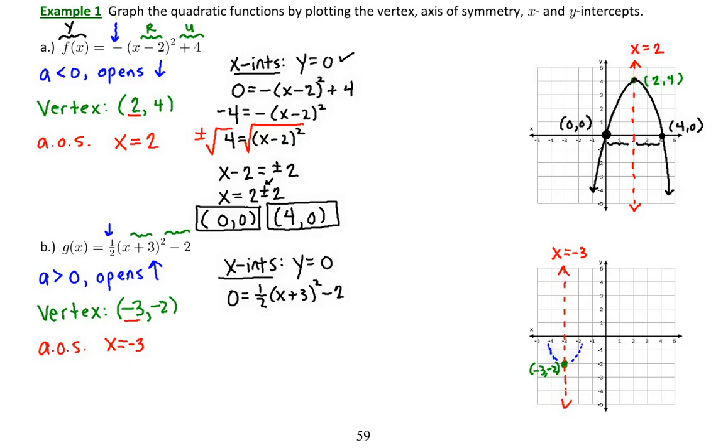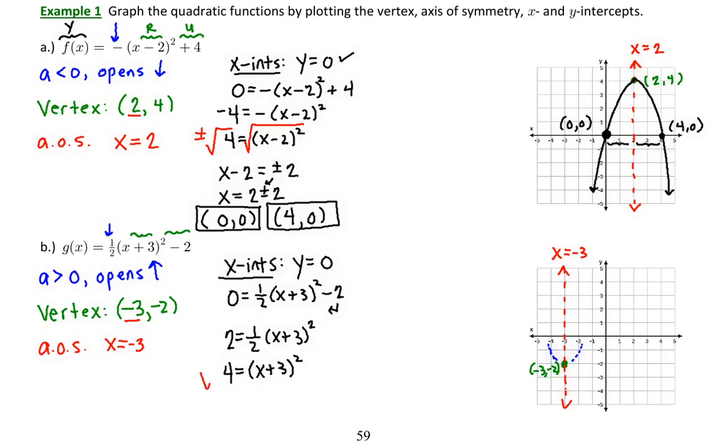So our first goal is to isolate that x plus 3 quantity squared. So let's add 2 to both sides. Let's multiply both sides by 2. On the left side, we'd get a 4. On the right side, 2 times 1/2 is 1. So we just end up with x plus 3 quantity squared.